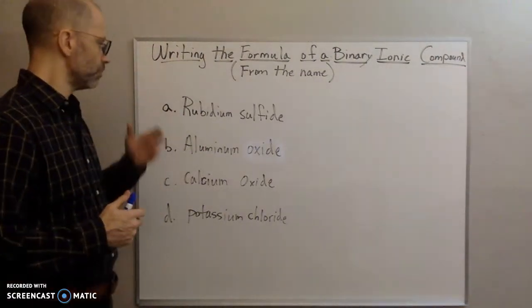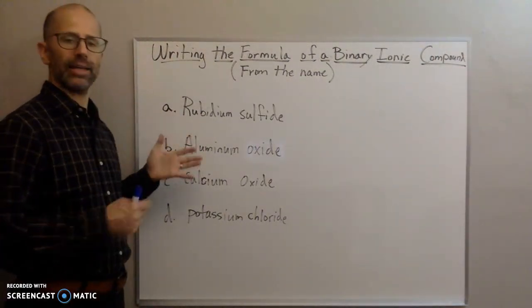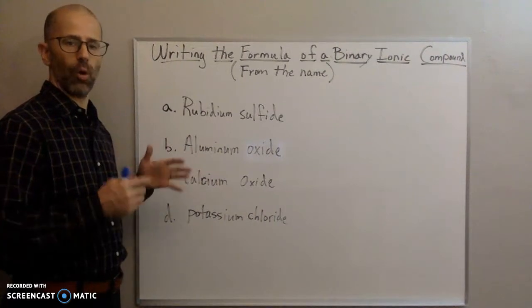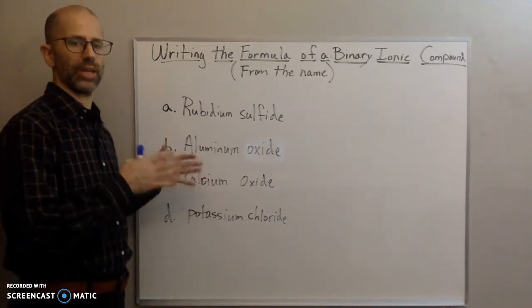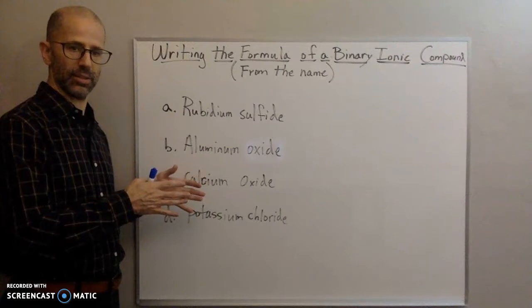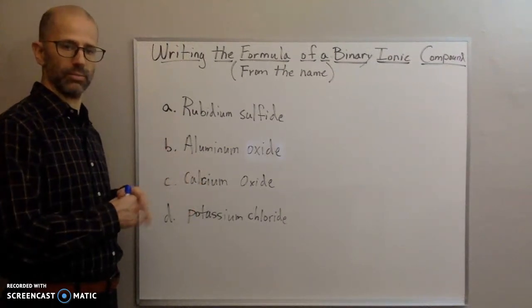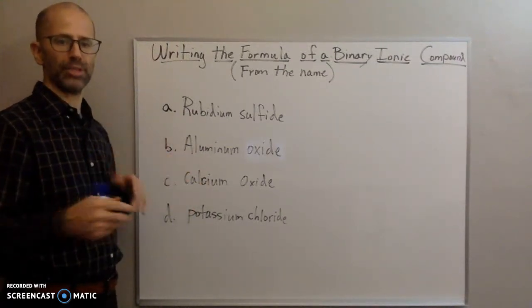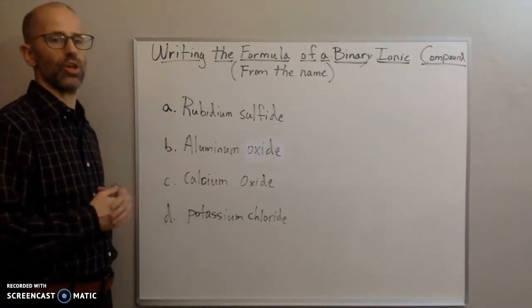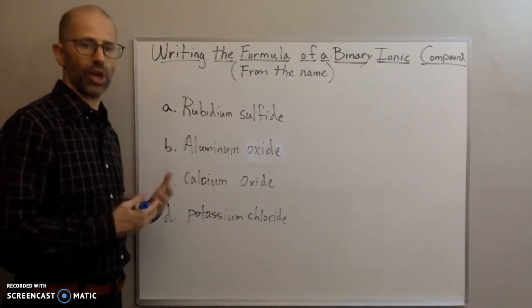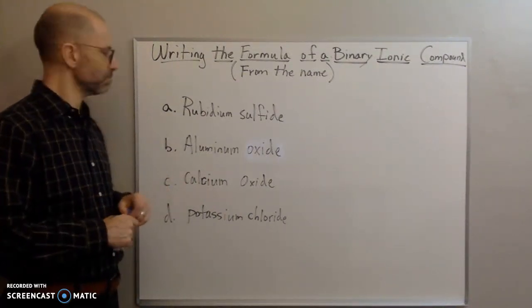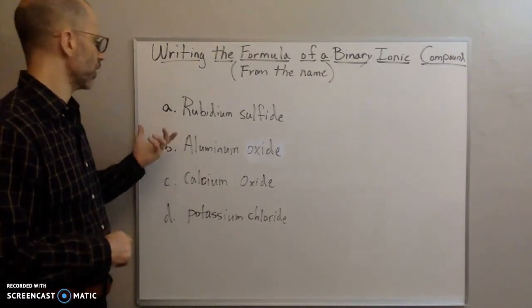So in the same way that in order to go from the formula to the name, you need to know the names of the ions from the formula, you're going in the opposite direction. So you still need to know the names of the ions, and you also need to know the charges on the ions. So let's start with A.